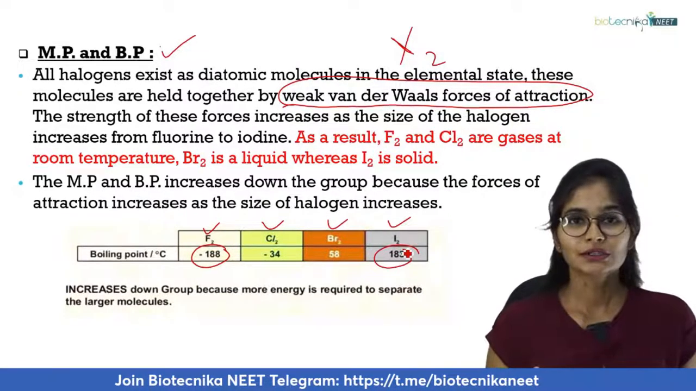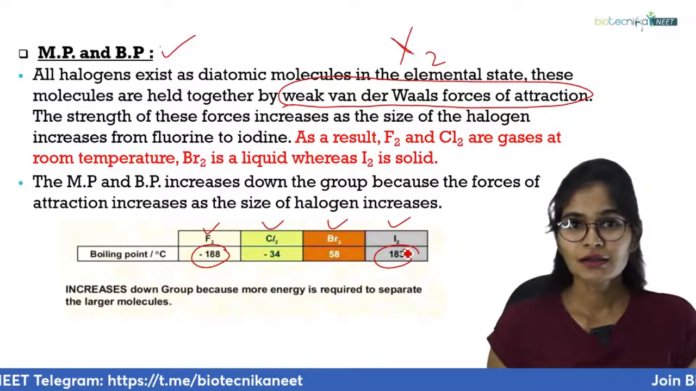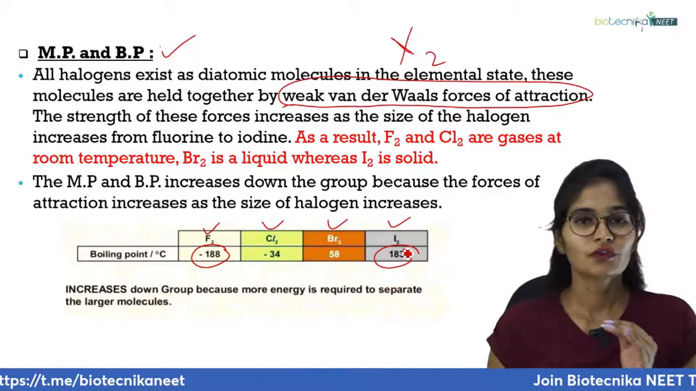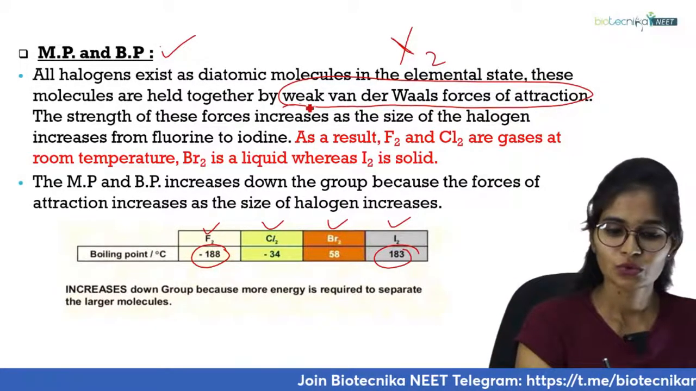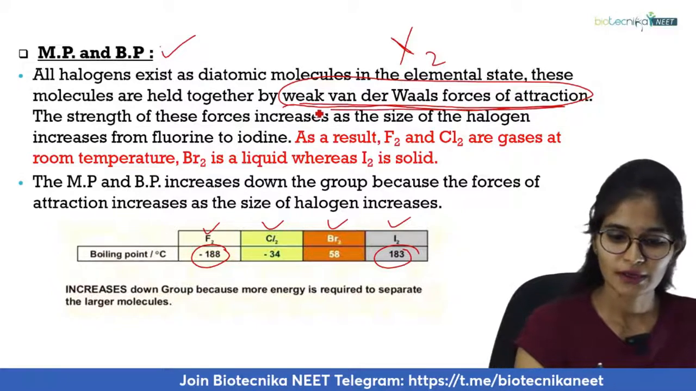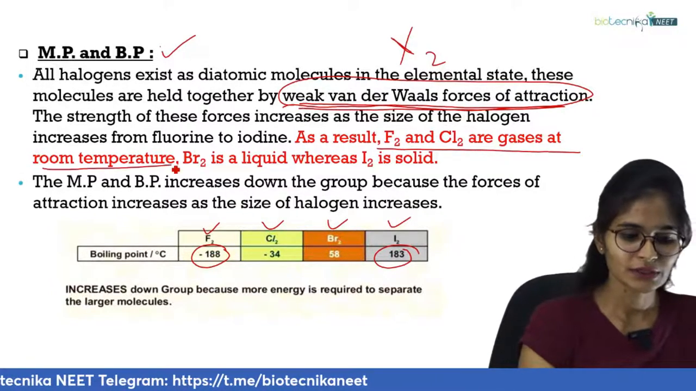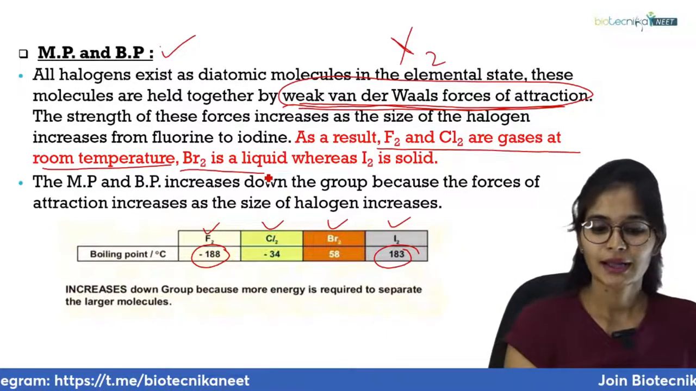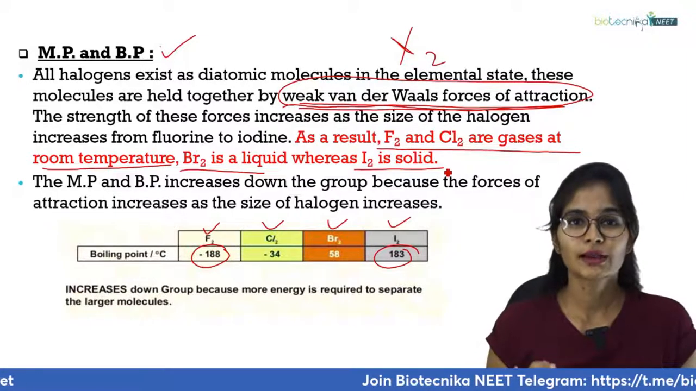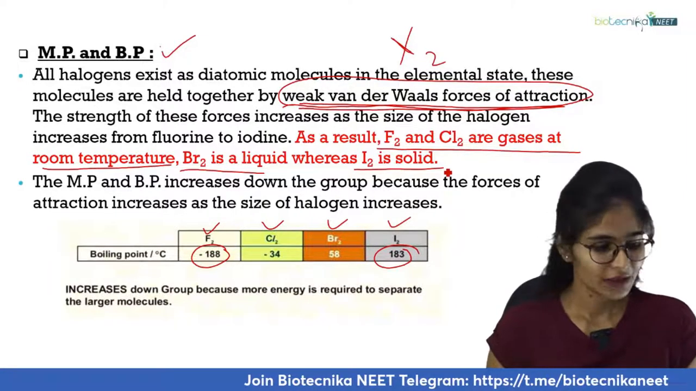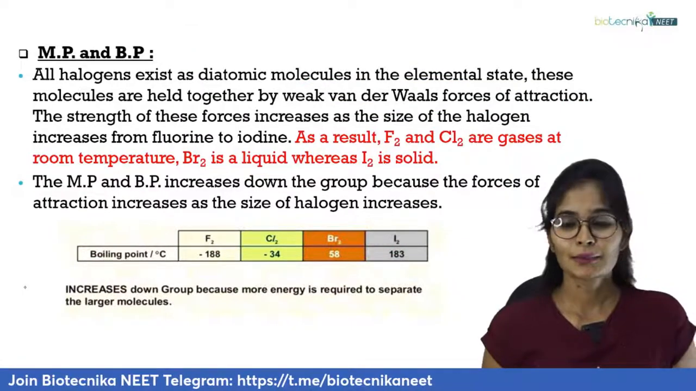So what you can conclude is, as you go down the group, there will be an increase in the melting and boiling point of all the elements, right? This is what you can conclude with respect to weak van der Waals forces of attraction. As a result, F2 and Cl2 are gases at room temperature, Br2 is liquid and I2 is solid in nature. That is because of the weak van der Waals force of attraction. So this is what overall we can say with respect to melting point and boiling point.